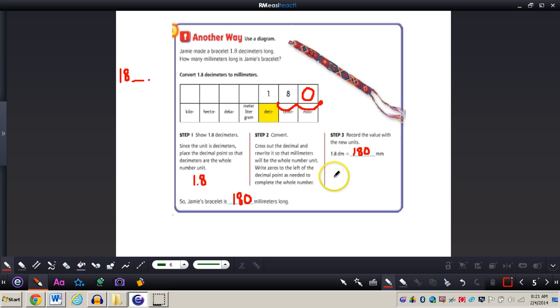So what we had to do was go over 2 powers of 10 to the right. Basically, we took 1.8 and multiplied it by 2 powers of 10, which is 100. What I mean by 2 powers of 10: think about it this way, 10 times 10 is 2 powers of 10. 3 powers of 10 would be 10 times 10 times 10, and so on. So Jamie's bracelet is 180 millimeters long.